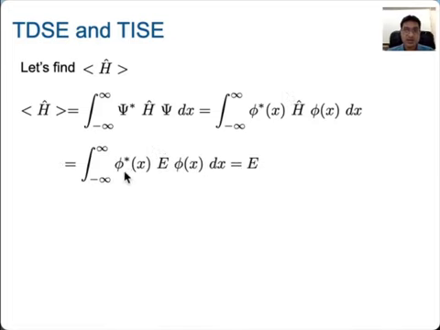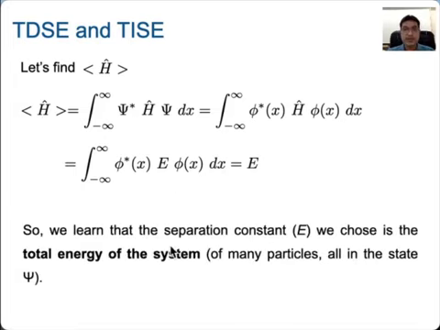So I have taken E out, and what is left is phi star phi dx. I assume that phi is a normalized wave function, so phi star phi integrated over entire space will give you unity. So you are left with E. So the expectation value of this operator in this basis is the energy. What we have learned is that the separation constant E which we used earlier, we chose as the total energy of the system in the state phi.